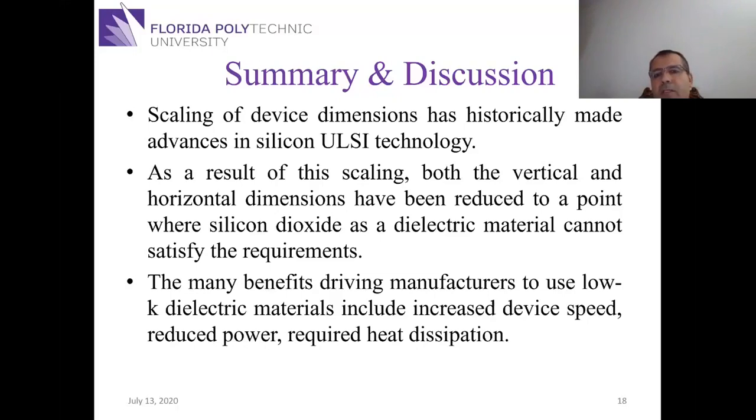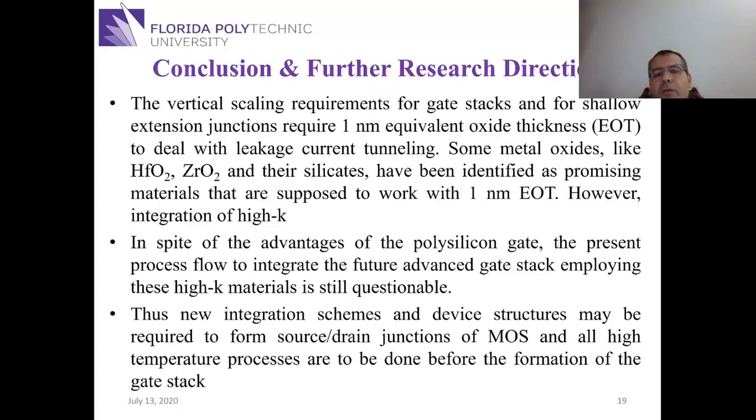So depending on this, we predict, or we would like to work in the future for the research, the vertical scaling requirement for the gate stack and for shallow extension junction required 1 nanometer for the channel. This is depending on Moore's law and the prediction of the equivalent oxide thickness, EOT. To deal with leakage current tunneling, some metal oxides like hafnium dioxide and zirconium dioxide and their silicates have been identified as promising materials that are supposed to work with 1 nanometer equivalent oxide thickness. Over integration of high K, we have to manage it between this one and the other one.